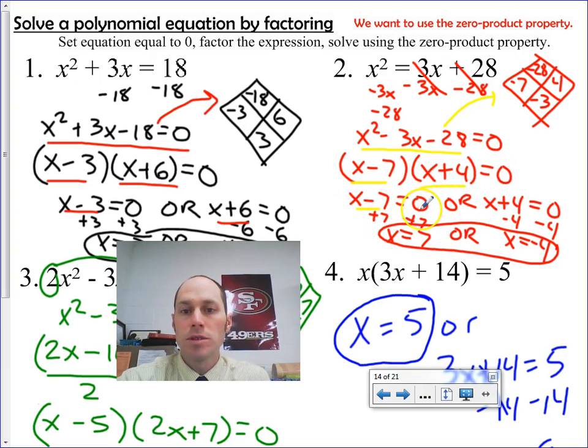So either x minus 7 equals 0, so x is 7, or x plus 4 equals 0, so x is negative 4.